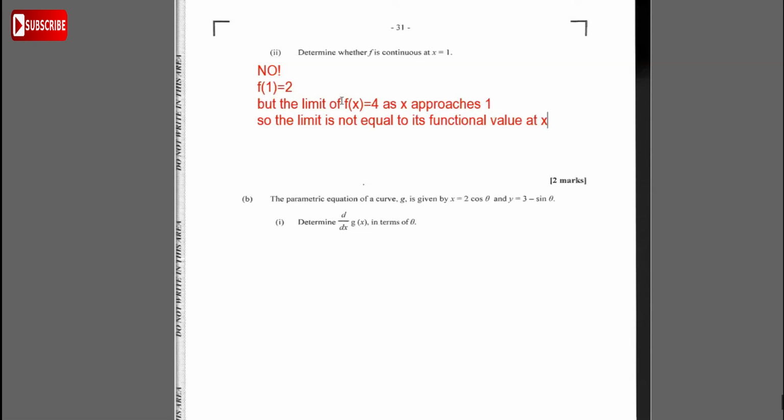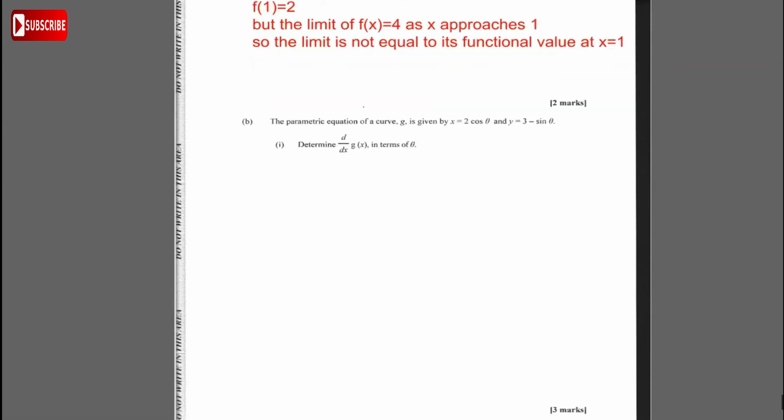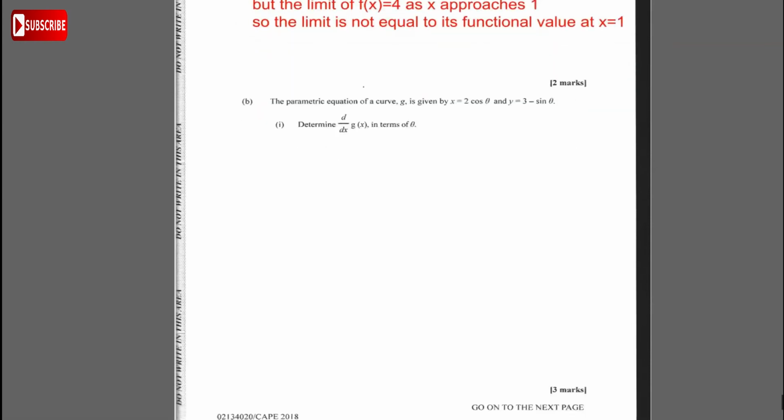At x equal 1, the limit is 4, but f of 1 is 2. So it is not continuous. Next part. It says the parametric equation of a curve is given by x equal 2 cos theta and y equal 3 minus sine theta. Determine the derivative of g of x.